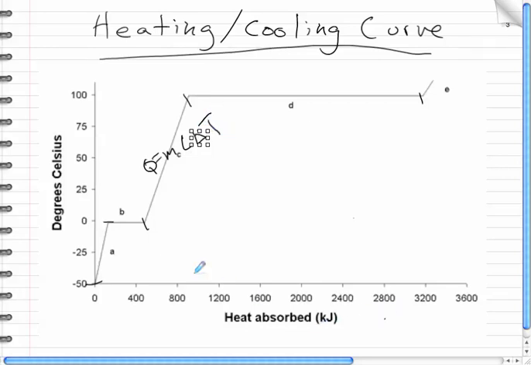What is different is what's going on here. At this point, we're adding energy, yet we're not changing our temperature.